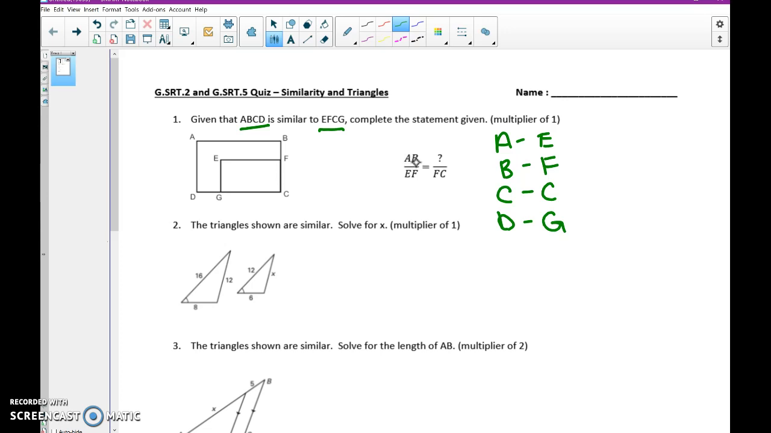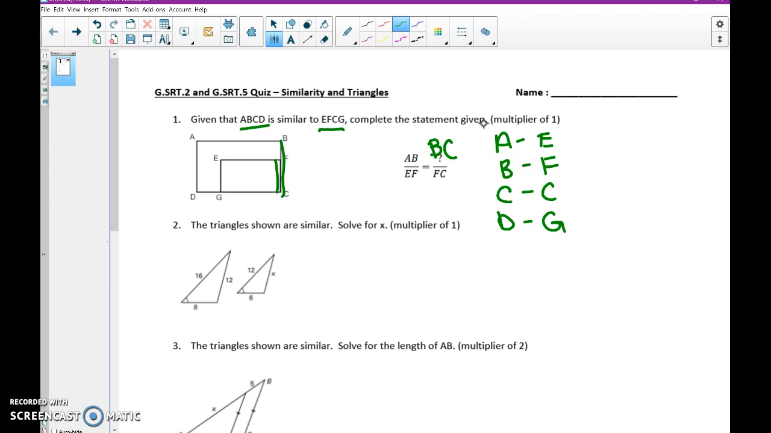So in the first fraction, it says AB over EF. Well, that makes sense because AB goes with EF. Well, if you look at FC, that means that it should go with BC. So that's the side length that I'm going to put there. And check in the picture, BC right here is on the same part of the shape as FC. But you should really use the letters that are a little bit more reliable. So the answer for that one's BC.